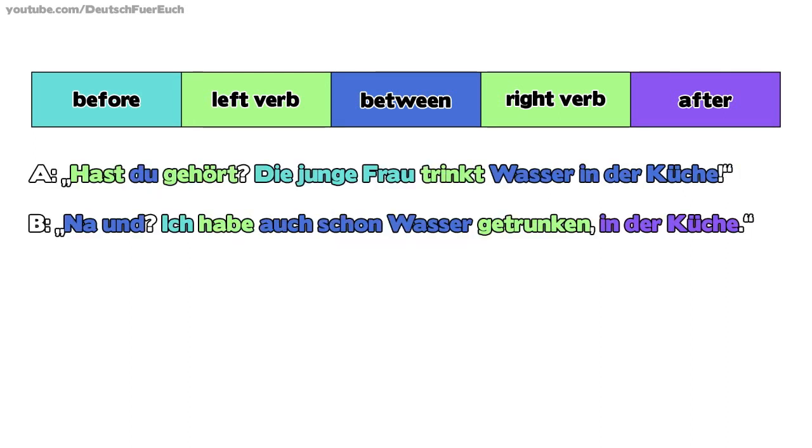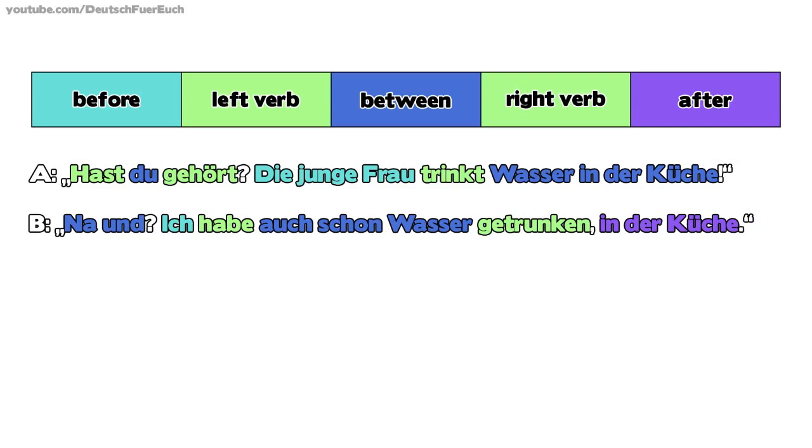Another thing that the after section does is that it gives you the possibility, especially in spoken German, to add information that you forgot to add before closing up your sentence. The sentence won't sound nice anymore, but it will still be understandable. So we could have a conversation like this. Speaker A says, "Hast du gehört?" Did you hear? Die junge Frau trinkt Wasser in der Küche.